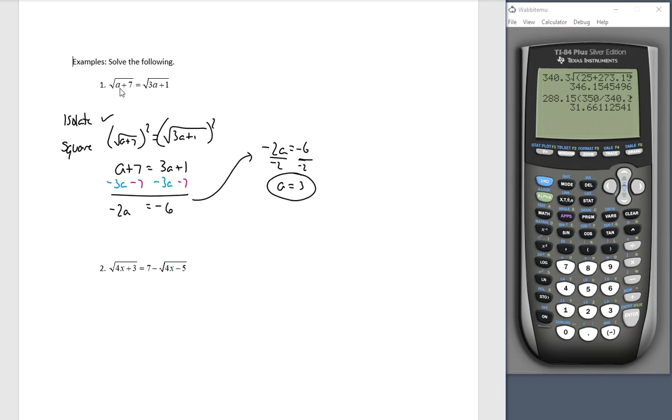And we can check. What's a plus 7? What's 3 plus 7? 10. All right. 3 times 3 is 9. 9 plus 1 is 10. Square root of 10 equals the square root of 10, and we've checked our answer.